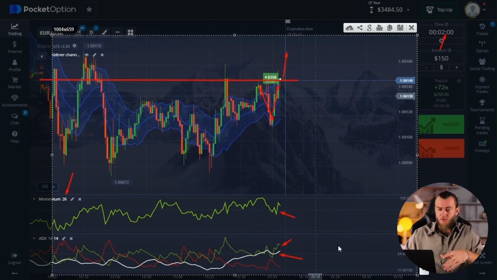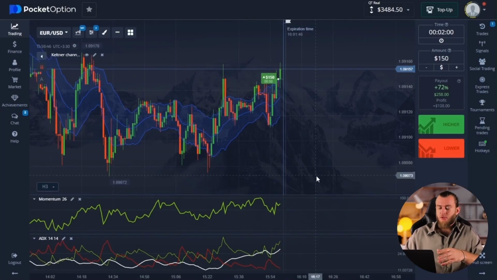Momentum gives less noise when there are more tuning periods. Its line went above the 100 mark, so basically you can expect that the growth will continue. Let's see how accurate my forecast was.